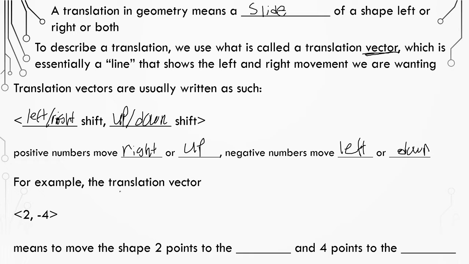For example, this is my translation vector, this positive 2. Remember, the first number is left or right, so this positive 2 means I'm going to move 2 points to the right on a normal XY graph. And this negative 4 means I'm going to move 4 points down. Right? And again, notice that this is a vector. That's what these little special brackets are here. This is not the point 2, negative 4. But if you have these little arrow markers at the end, that means you're talking about a translation vector, not a normal point on a graph.